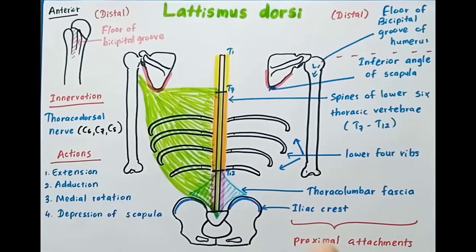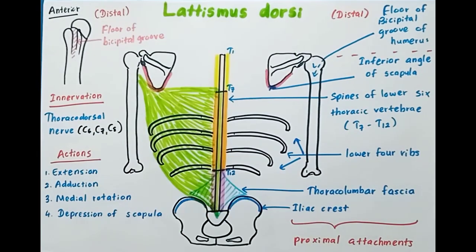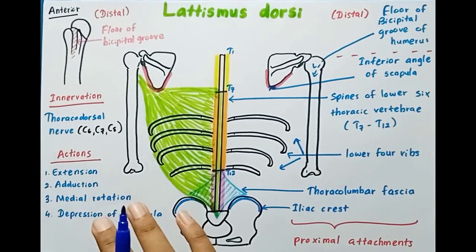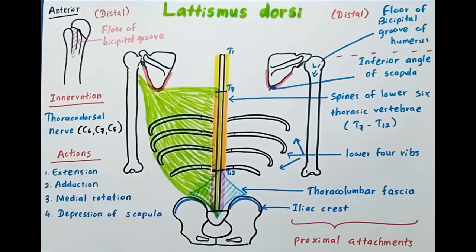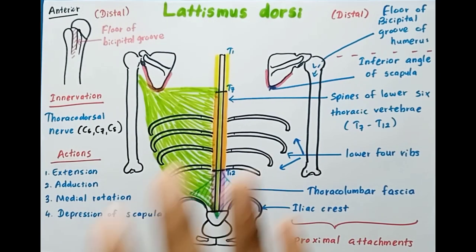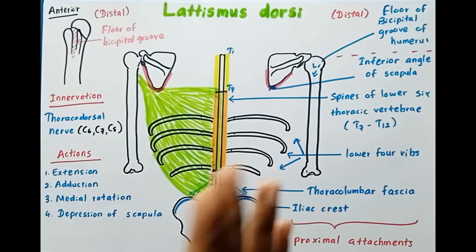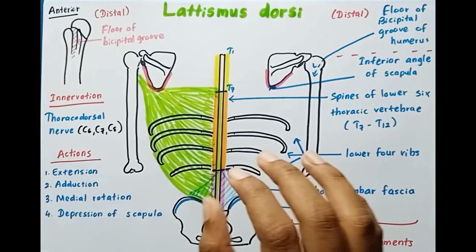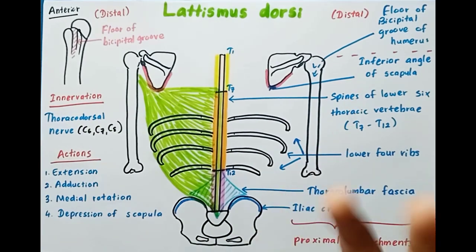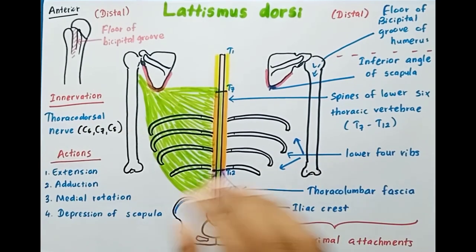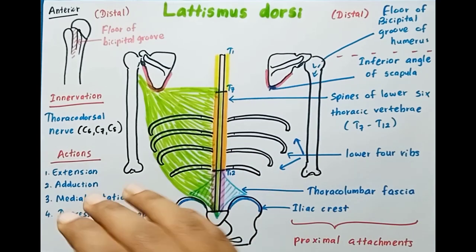Depression of scapula means lowers the shoulder blade. So these are the actions that can be done by this latissimus dorsi muscle. And there's some special points to remember, as this muscle is very important in climbing and also assist in deep inspiration. Deep inspiration means the process of taking a very deep breath in, which involves a greater intake of air into the lungs.